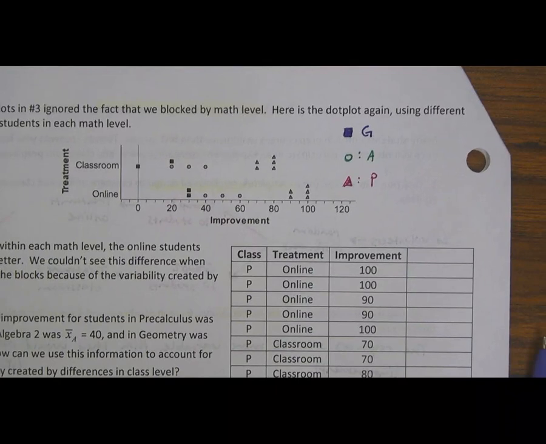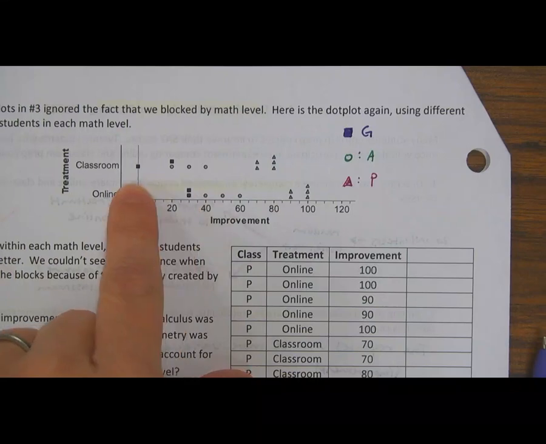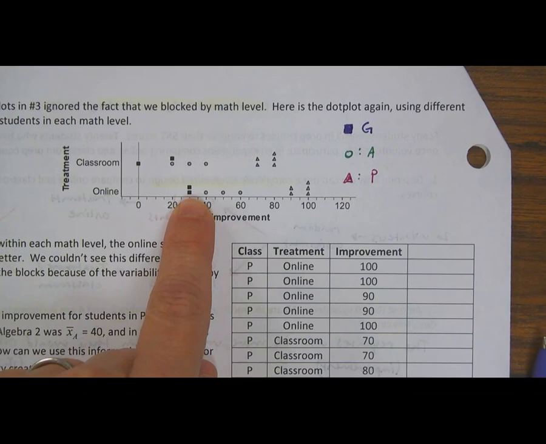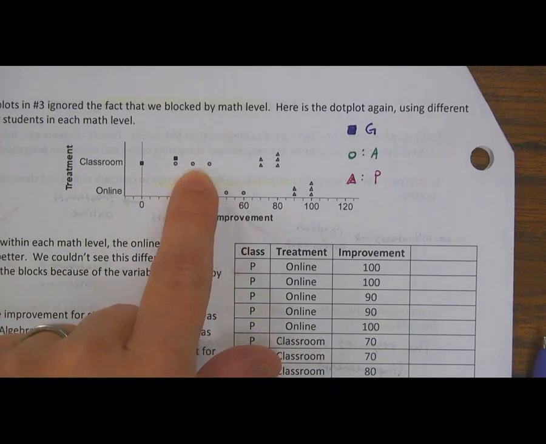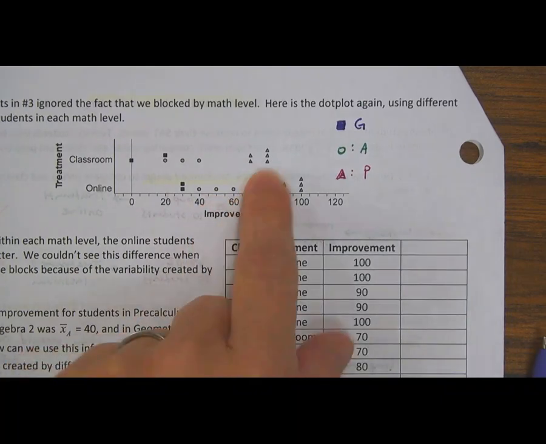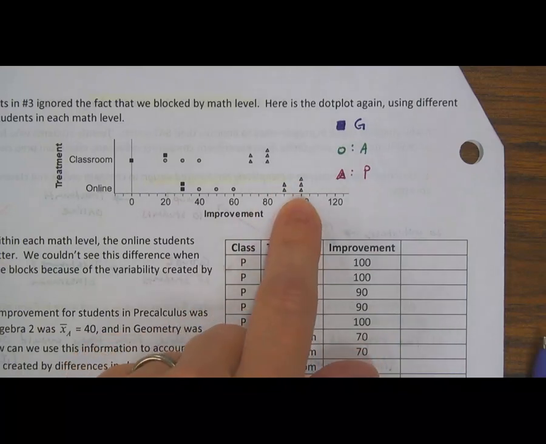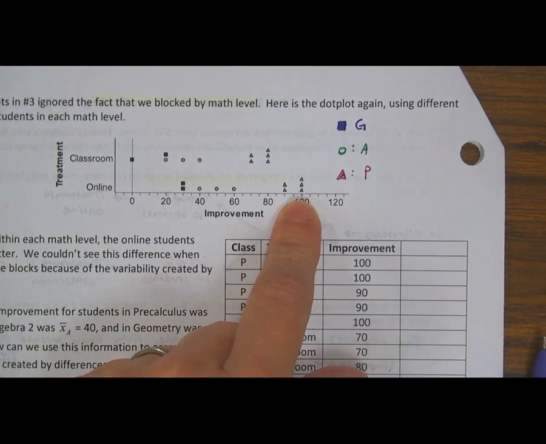Okay, I want you to just stare at the dark boxes. If you just stare at the geometry kids, you can see that the online geometry students showed the most improvement. Now just look at the circles. If we're only looking at algebra 2, you can tell that only the online Algebra 2 students, they showed the most improvement. And if you just look at pre-cal way up here, it's the online students who showed the most improvement. So now we have really strong evidence because all three groups showed the most improvement in the online course.